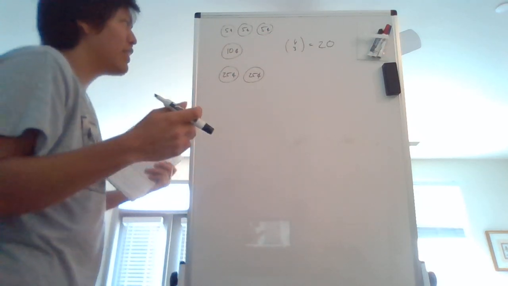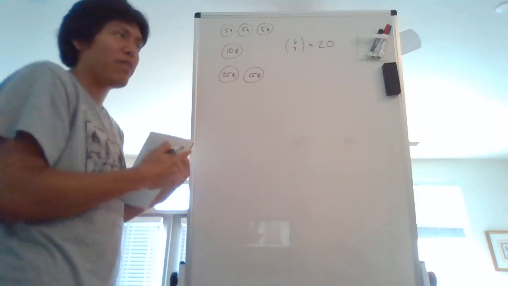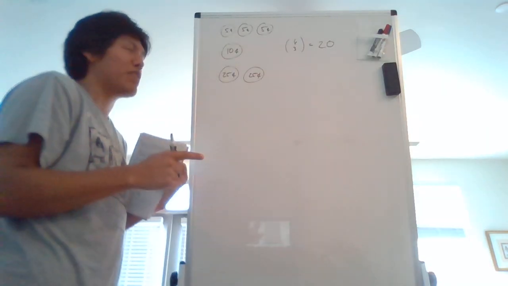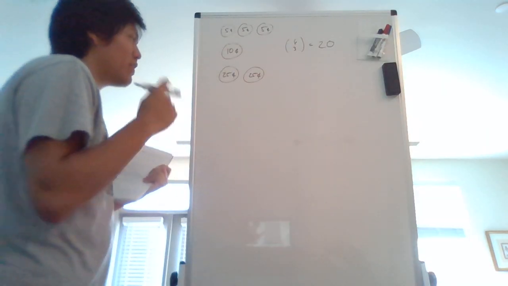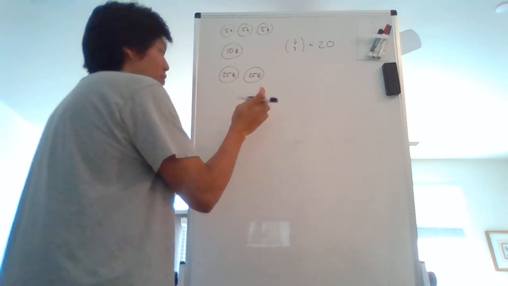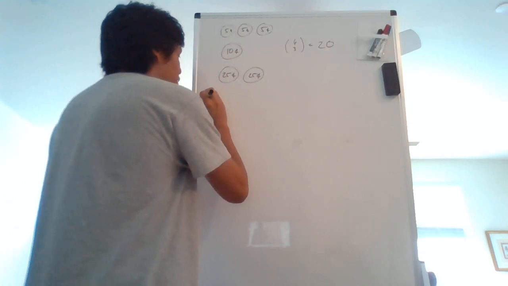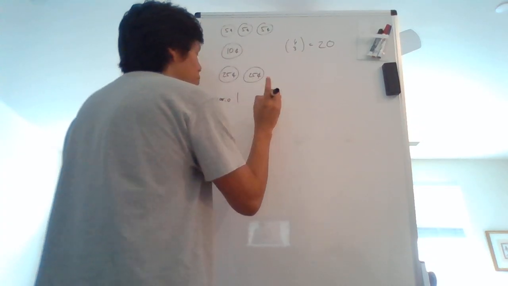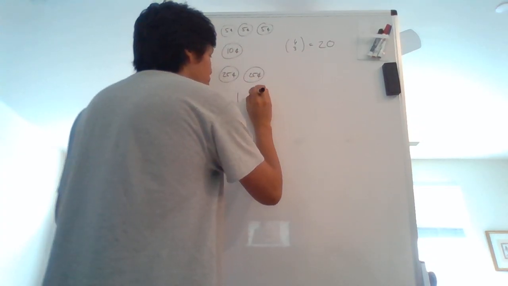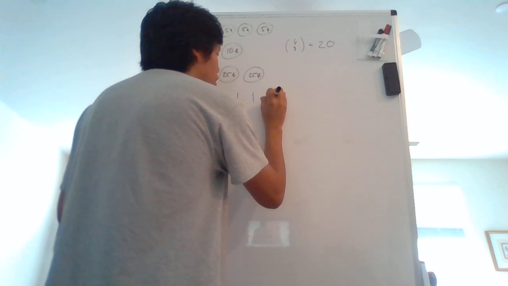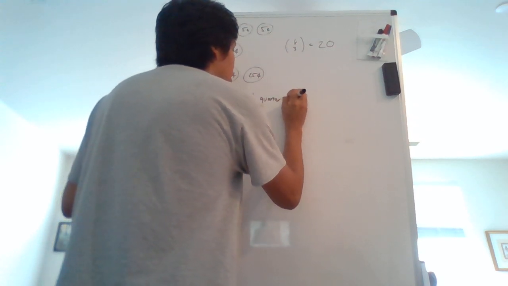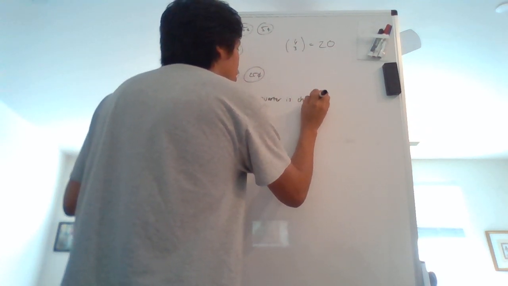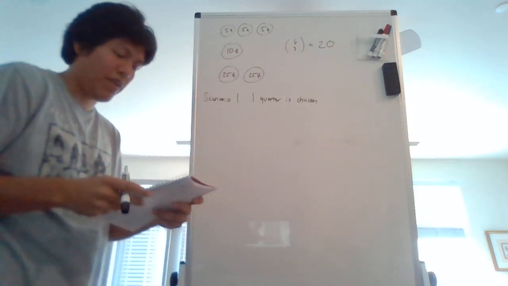All right. So, like I said, at least one of the coins that we take out needs to be a quarter. So let's do that. Let's suppose that we have a scenario here where 1 quarter is chosen.